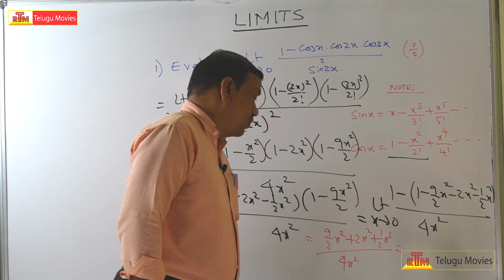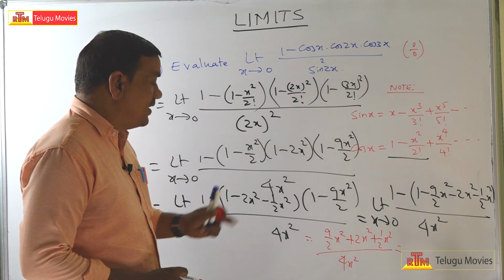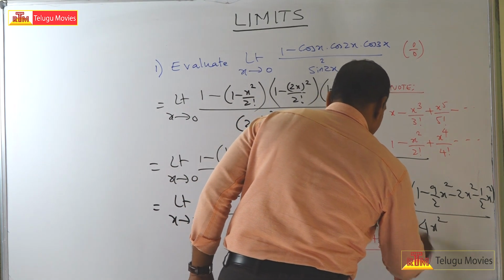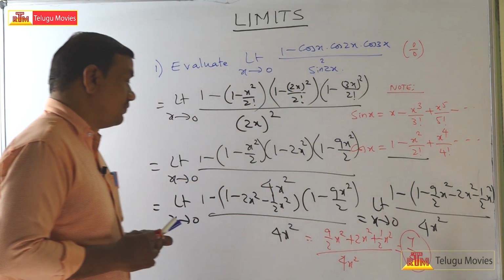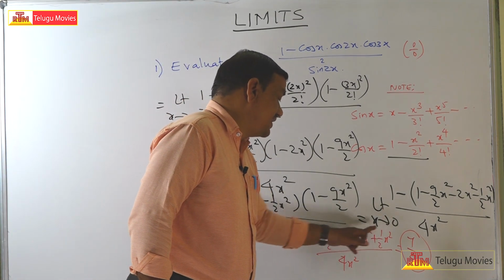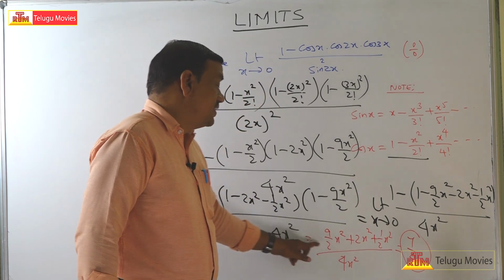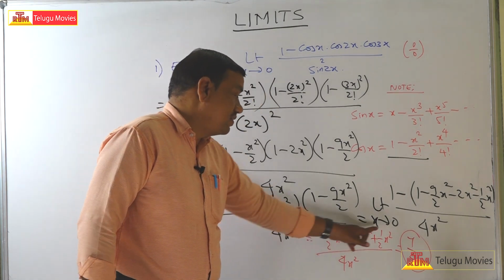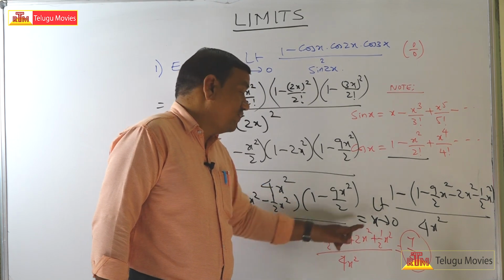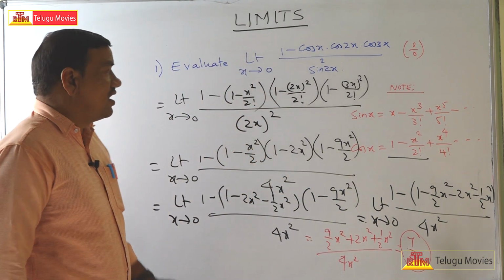10 plus 4, that is 9 by 2 plus 2 plus 1 by 2, by 4. Ultimately, your answer should be 7 by 4. Let us check it. Here 9 plus 1, 10, 10 plus 4, 14, 14 by 2, 7. If you take the LCM, 9, here 4, 9 plus 4, 13, 13 plus 1, 14, 14 by 2, 7, here 4, 7 by 4 will be your answer.